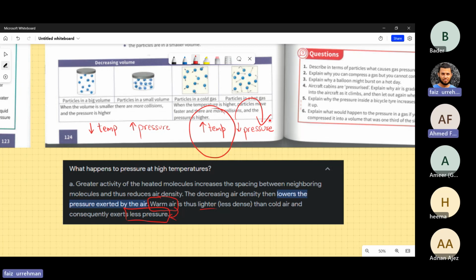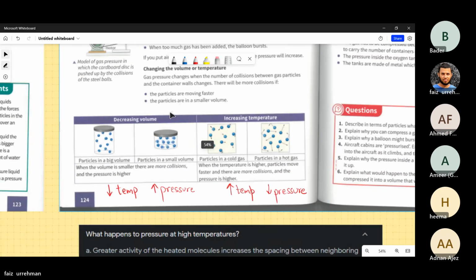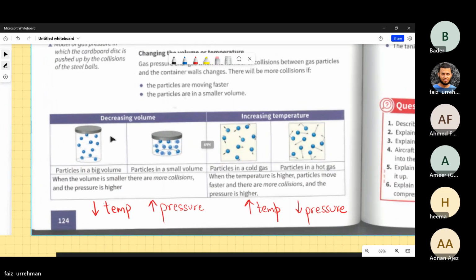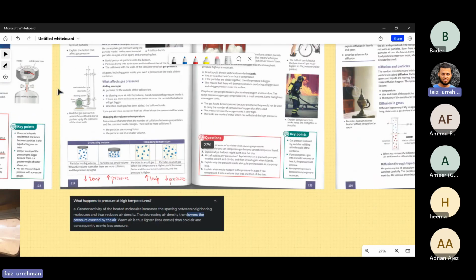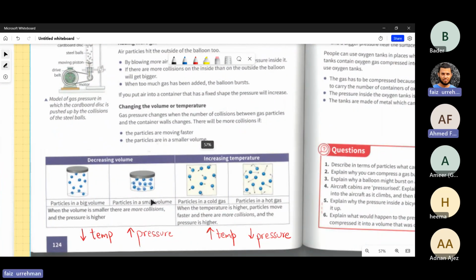But Mr., it says here above, when the temperature is higher, particles move faster and there are more collisions and the pressure is higher. It says here, Mr., like above, in the book, the higher temperature. Okay, yes, let me see above. Let me see what's written in the next page. No, here only, on this page.